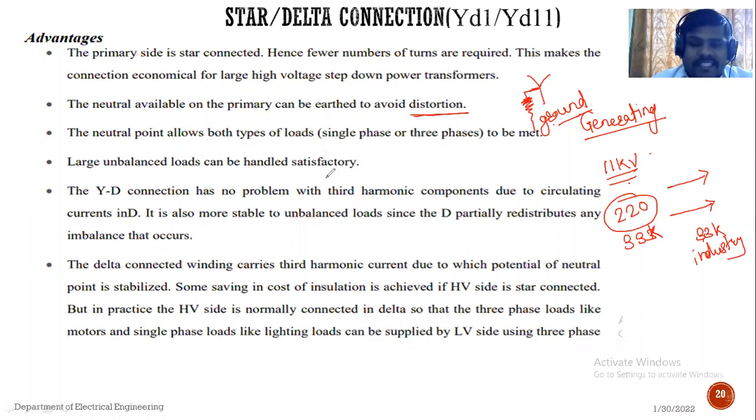Now the next advantage is that the neutral point allows both types of load. Due to the neutral point on the primary side, it will allow both single phase and three phase loads to be met. So we are able to give three phase load as well as single phase load also. So this is one of the advantages. Now, large unbalanced load can be handled satisfactorily.